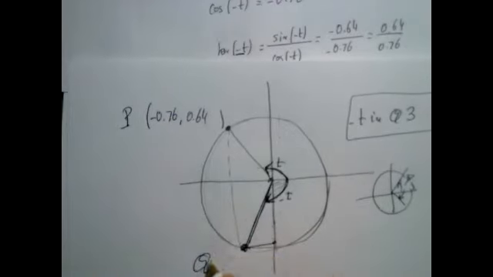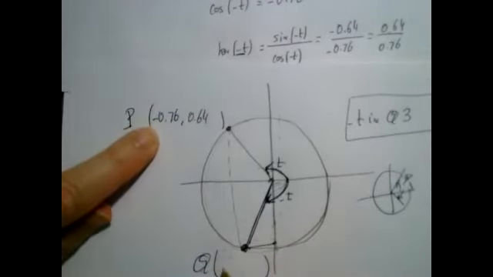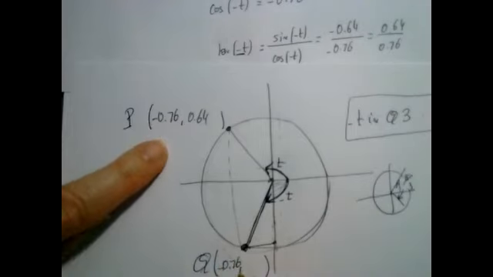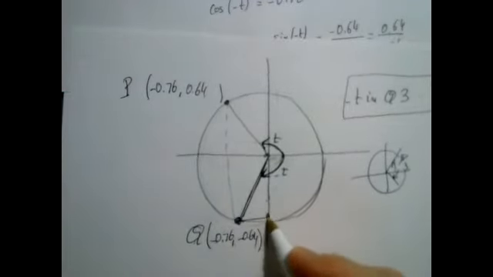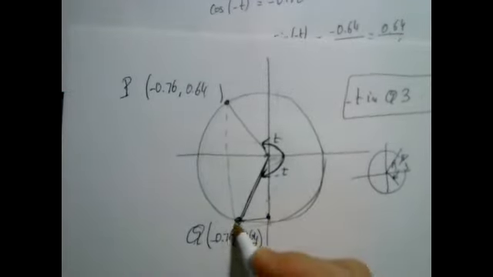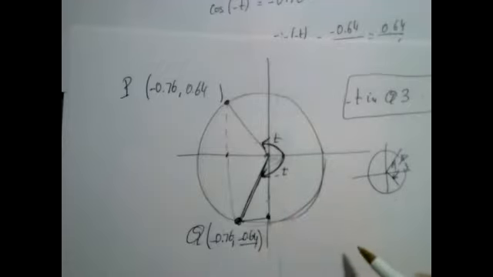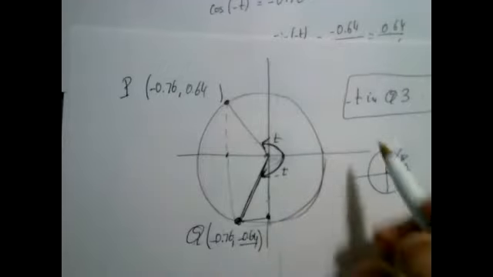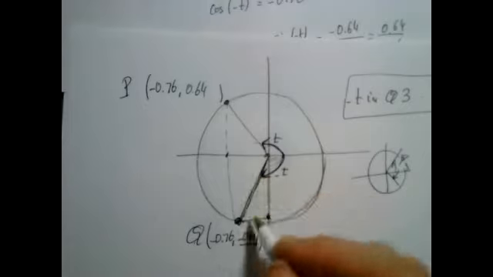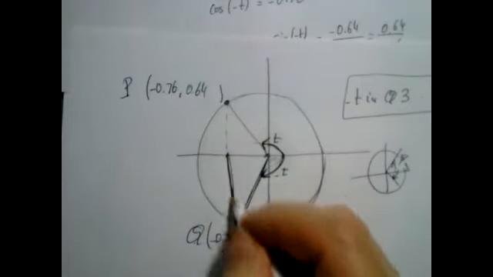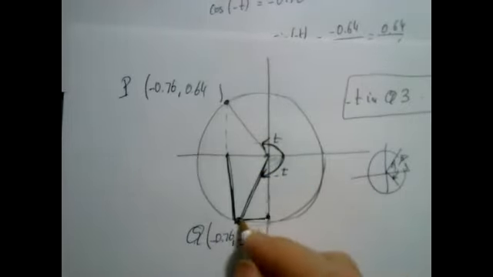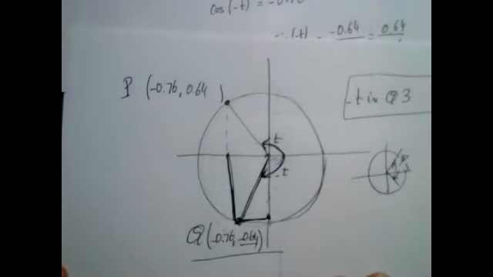Another way you can see it: this point Q down here is minus 0.76, minus 0.64. So the sine is the y, the cosine is the x, and the tangent is two ways, either sine over cosine, or the y, because that's the sine, over the x, which is the cosine.